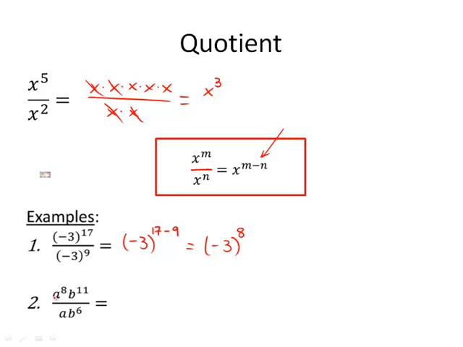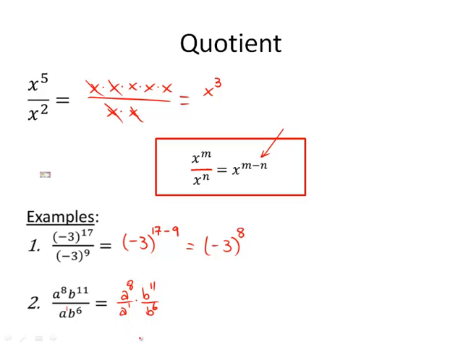In the next example, we have two different types of bases here. We've got an a and a b, and remember also that when you have no exponent, there is an exponent of 1, because when you take something to the power of 1, it stays the same. So here, we could separate this to a to the 8 over a to the 1 times b to the 11 over b to the 6.